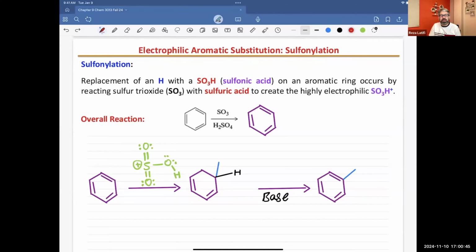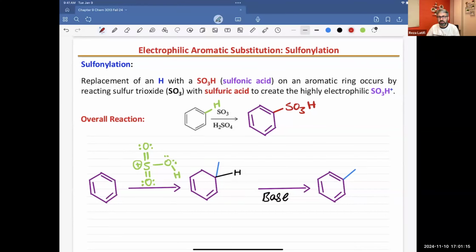I want to practice a couple more chemical reactions for the benzene molecule. We are trying to replace a hydrogen atom with some substituent. The first reaction is going to be sulfonation. Technically, we are taking a hydrogen atom on the benzene molecule and replacing it with SO3H. The starting point of the reaction is mixing sulfuric acid with sulfur trioxide.